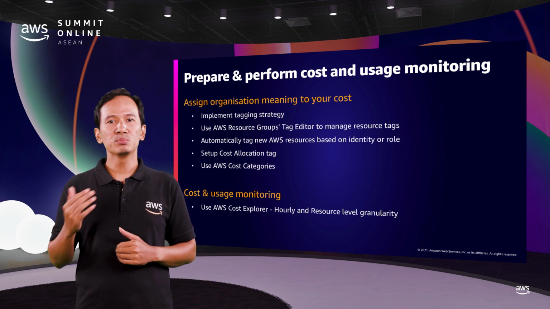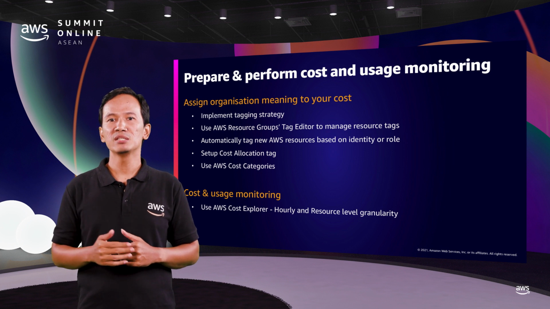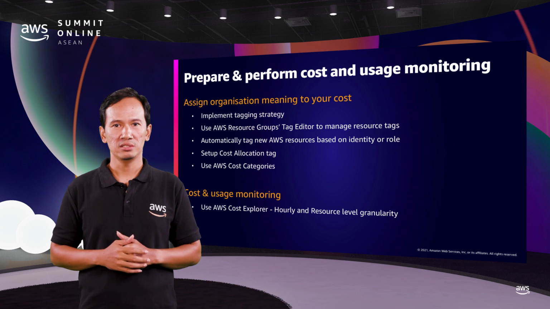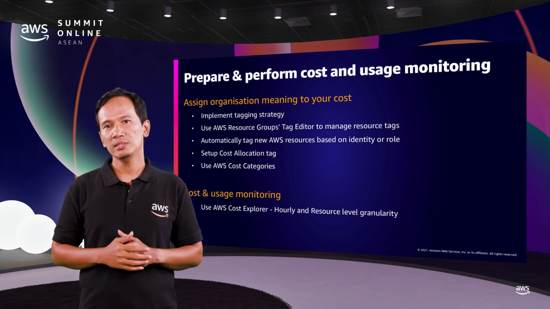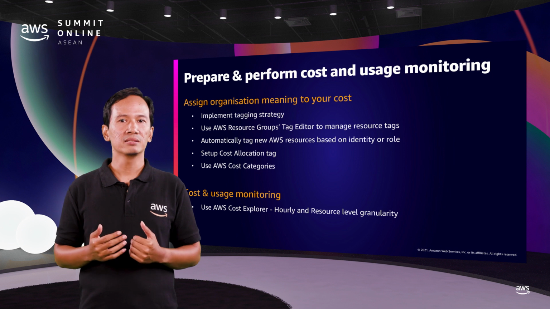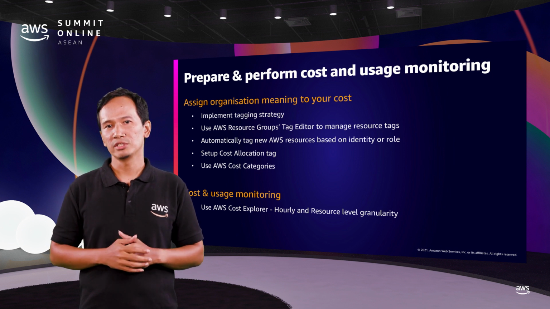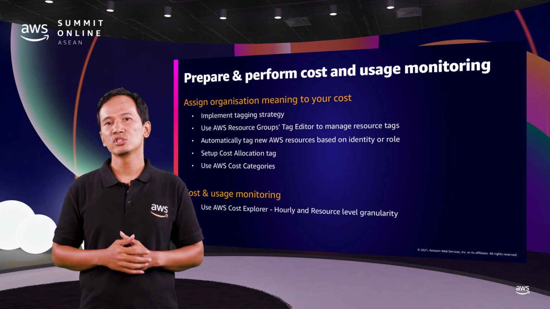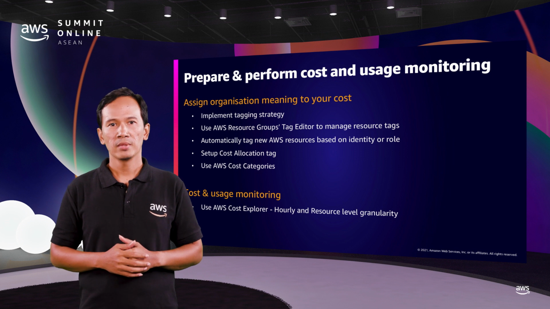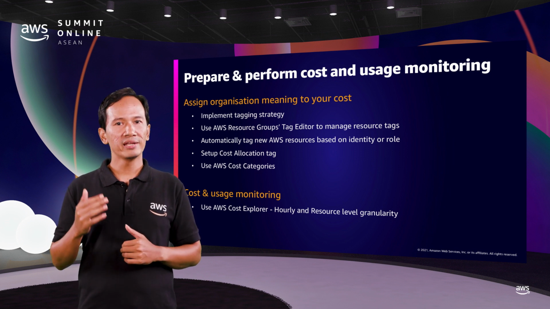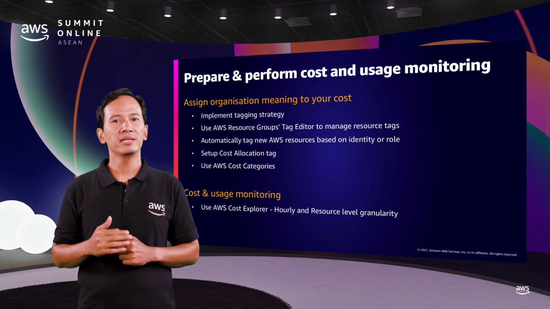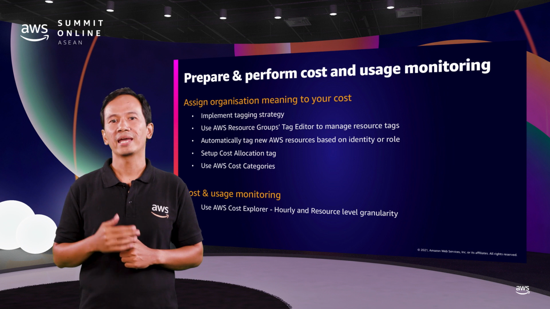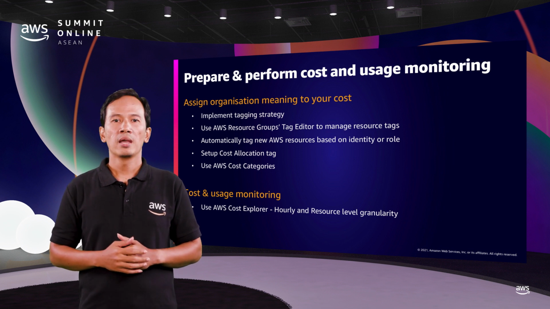Preparing for cost and usage monitoring means we assign organizational meaning to cost and usage. This can be done by implementing a tagging strategy. You can add tags manually, or use AWS Tag Editor to manage tags of multiple resources, or use AWS Lambda and other AWS services to automate tag creation. After you apply tags to your AWS resources, you should activate cost allocation tags to make it easier for you to categorize and track your AWS costs.